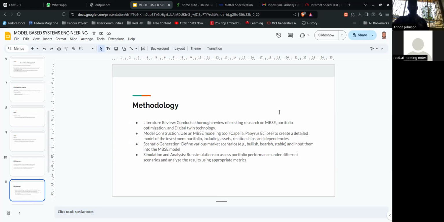Then I will have to generate different market scenarios and input them into the model. Then I'll have to run my simulation to assess the portfolio performance under different scenarios and analyze the results using appropriate metrics.